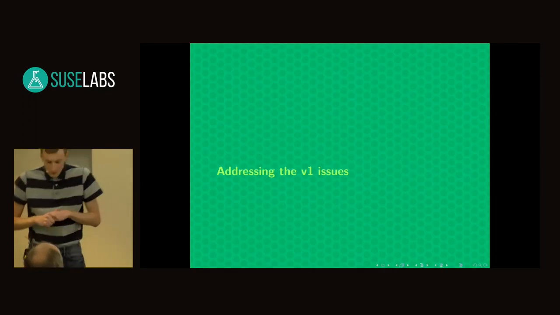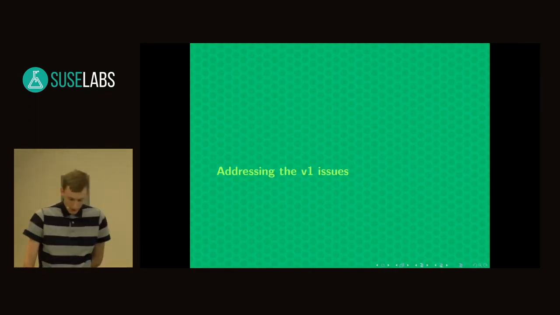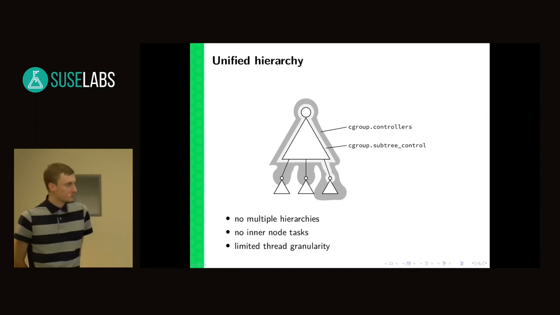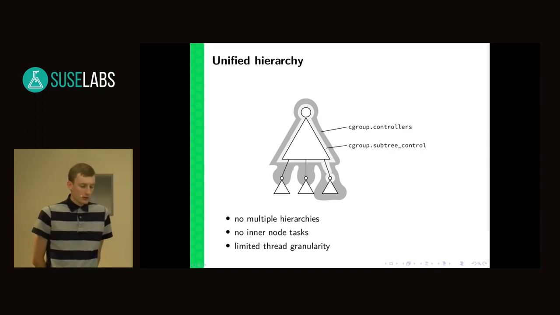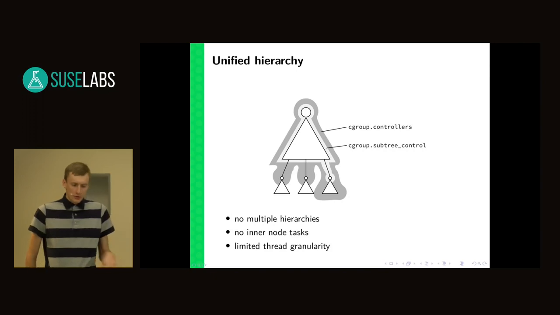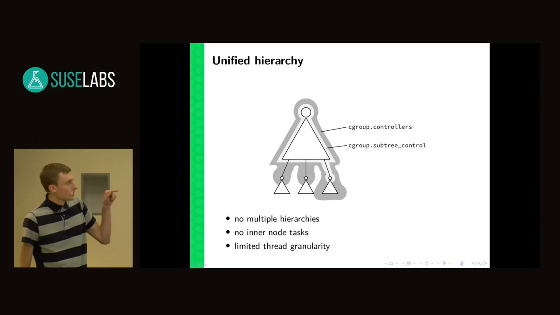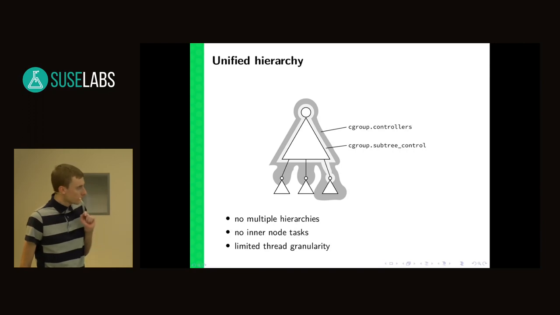So how is this tackled in cgroup v2? There is only one hierarchy, which is called the default hierarchy, sometimes the unified hierarchy. There is no notion of attaching a controller to the hierarchy, but rather we enable the controllers in particular subtrees. So in this diagram, the circle represents a cgroup, the triangle represents the subtree.